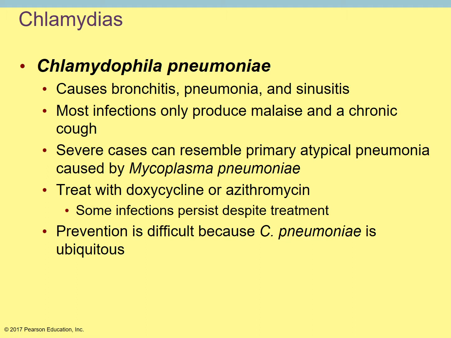Chlamydophila pneumoniae can cause bronchitis, pneumonia, and sinusitis. A lot of infections in some individuals will not be as severe. It'll just kind of be tiredness and a chronic cough that seems to never go away. You can treat it with various antibiotics. It is difficult to eradicate and prevent because it's pretty much everywhere.